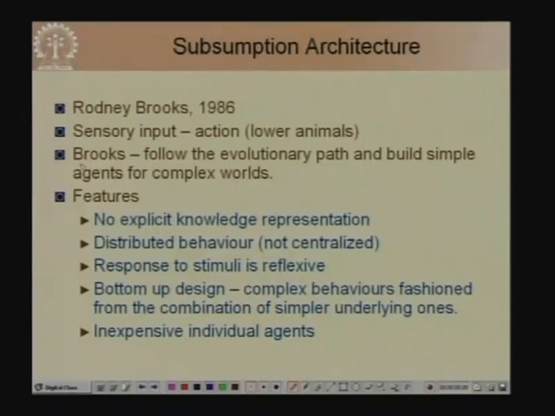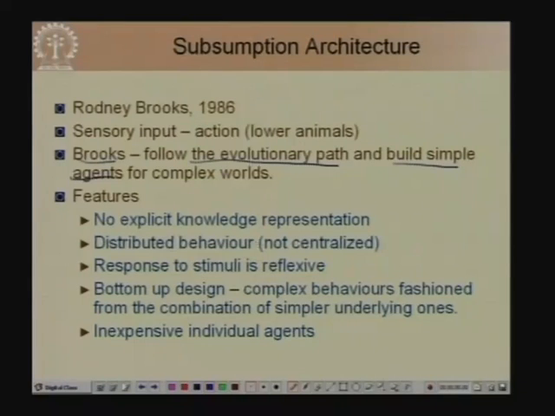His argument was that in the time scale of evolution, reactive behavior came much earlier than deliberative behavior, and he has been able to show that a number of components having simple reactive behavior can achieve a surprising degree of intelligence. So, Brooks' idea has been to follow the evolutionary path, how life has evolved, and build simple agents for complex worlds, a combination of simple agents which can work well in the complex world.